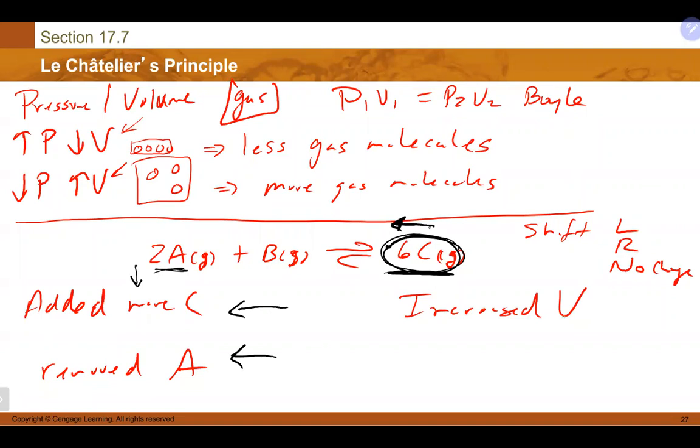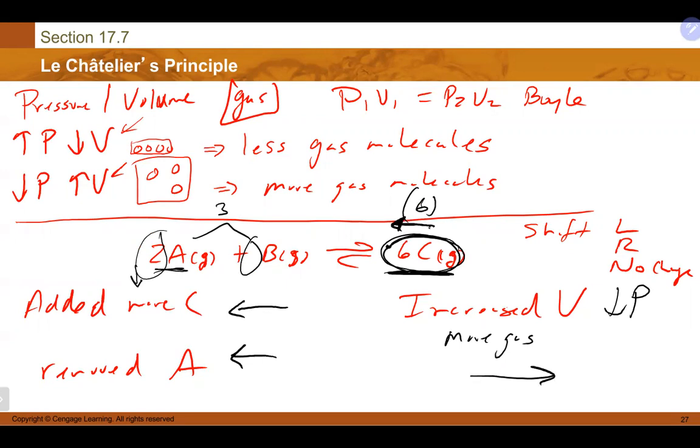When I increase the volume, that means my pressure will start to drop. So to bring my pressure back up, in the larger volume, I need more gas molecules. In this case, it is as simple as counting the coefficients. That is 3 for each of those things that are gases, and that is 6. So it should shift to the right in this case. Any questions on any of those there?